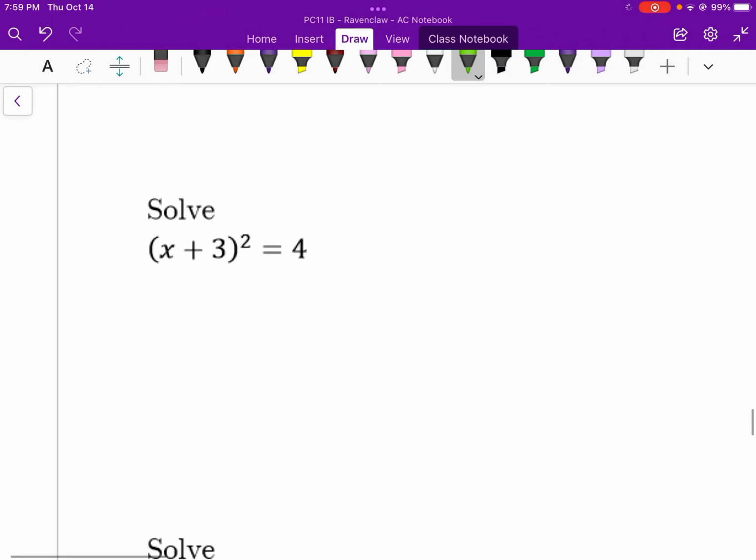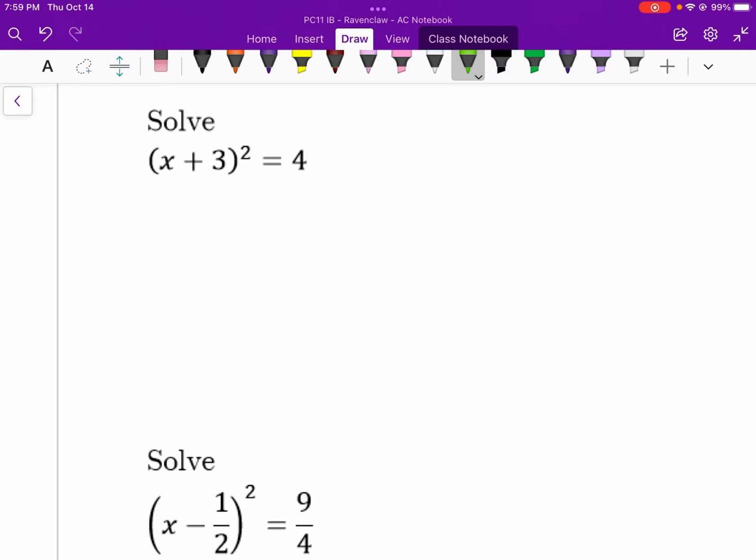Let's continue on. Let's solve x plus 3 squared is equal to 4. On the left-hand side, we have a perfect square. On the right-hand side, we have a constant. I'm going to take my equation, and I'm going to apply square roots to both sides. Now, just as I've stated before, when you apply the square root, you need to consider both positive and negative roots.